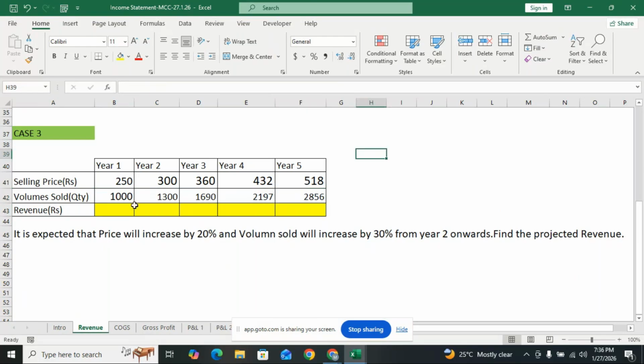Now your revenue generated equals to 1000 into 250. I mean, last time it will be 14 lakh 80,602. Yes, you can convert it into the final figure. So this should be your calculation. So complete the table.